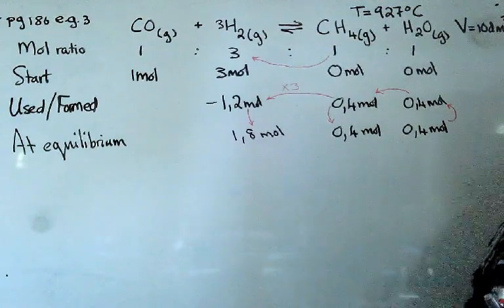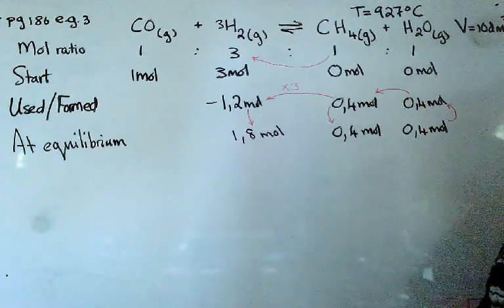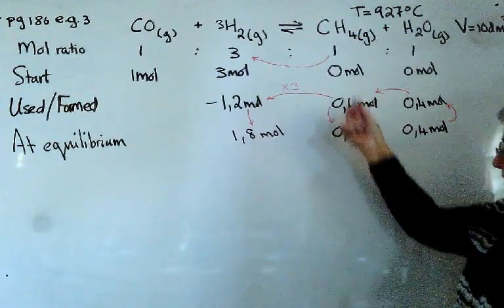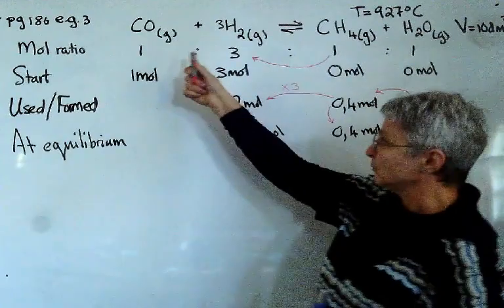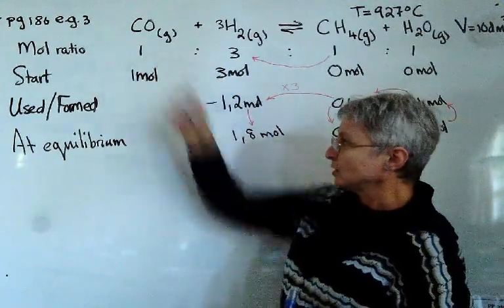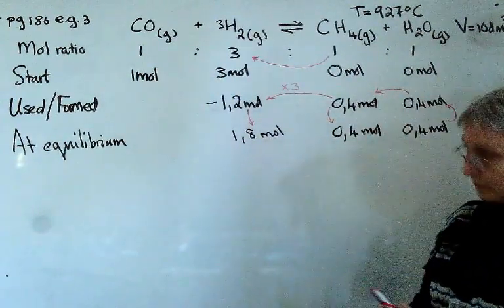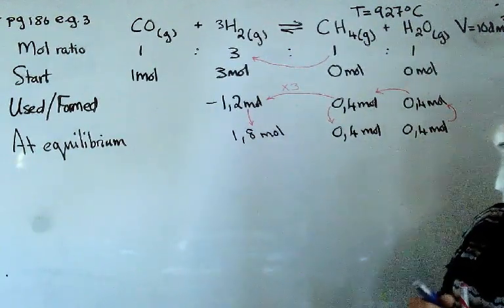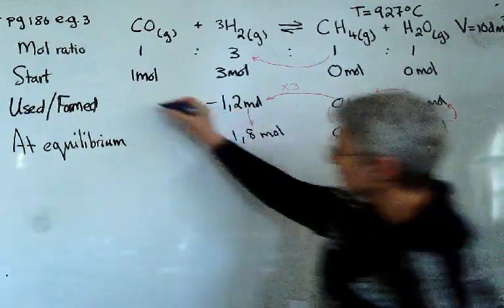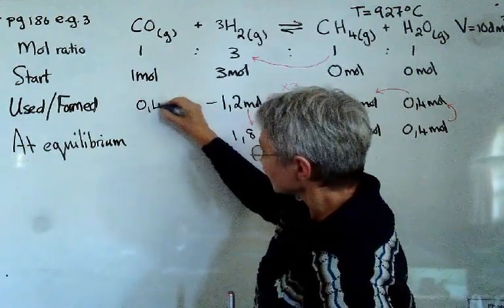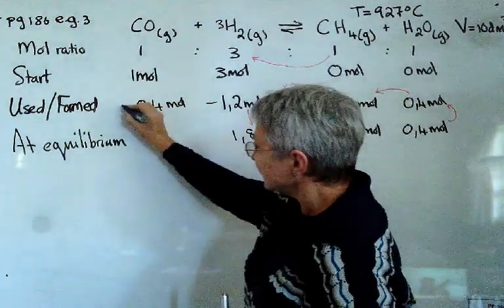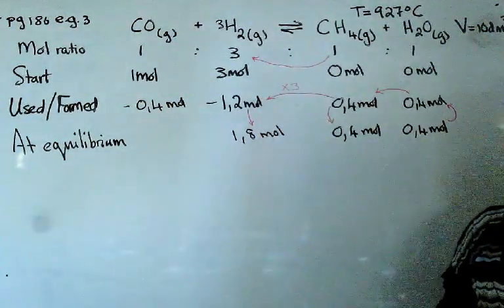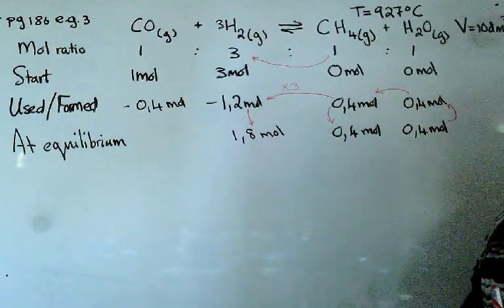Okay. How much of the carbon monoxide would be used? So I can use this ratio, 1 methane will be formed by 1 carbon monoxide. So how much carbon monoxide would be used? 0.4. And I'm going to subtract that amount from the starting amount. So what will be at equilibrium?